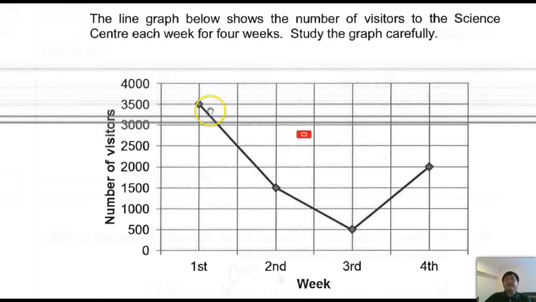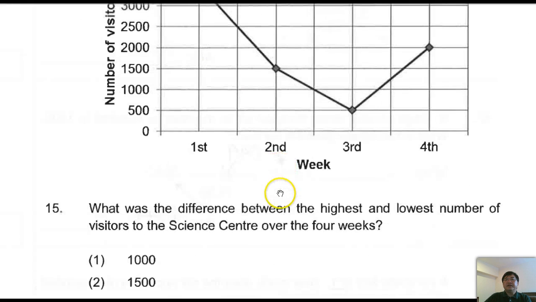And a line graph. Okay, it is about the number of visitors to the science center each week. Right, 3005 on the first week, second goes down, third week gone down, and fourth week went up a little, up to 2000 visitors over here. And this one is 500, this is 1005 and 3005. Let us see the question.